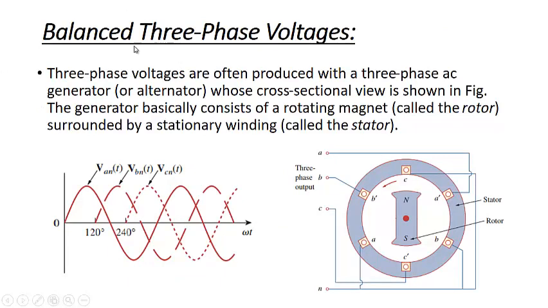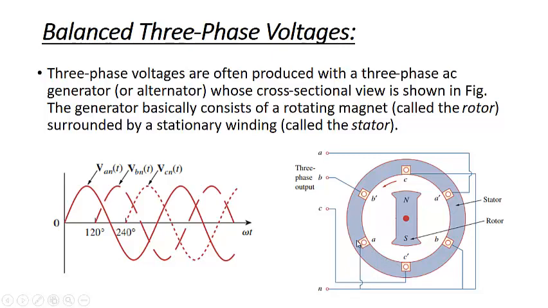Now, balanced three-phase voltages. Three-phase voltages are often produced with a three-phase AC generator or alternator, whose cross-sectional view is shown in this figure. You can see this is a winding A A dash. That means one connection of the winding is connected over here, another is connected over here. Actually, it is wound like this. This is A dash. It has two ends, one end is at this point, one end is at this point.